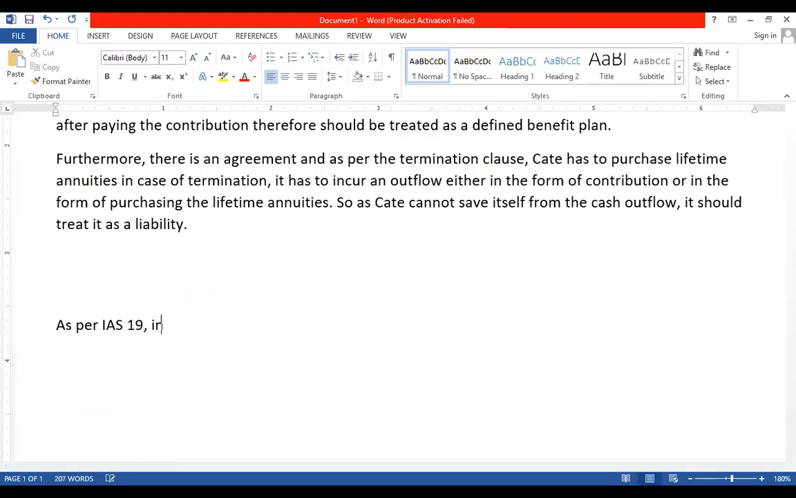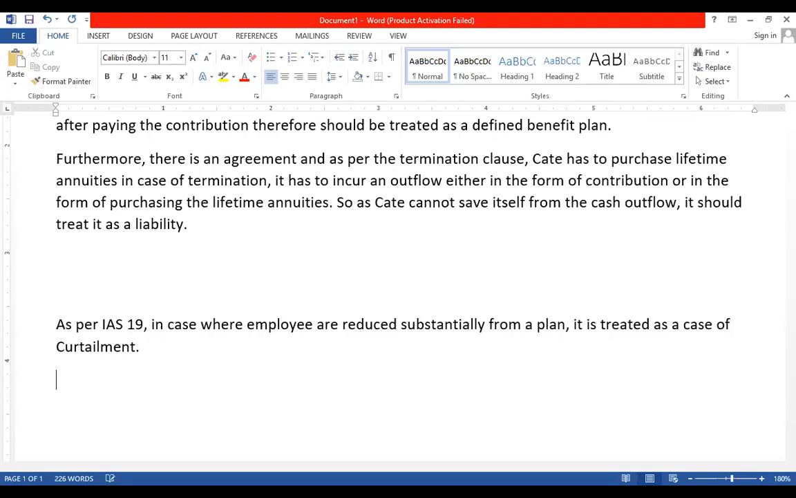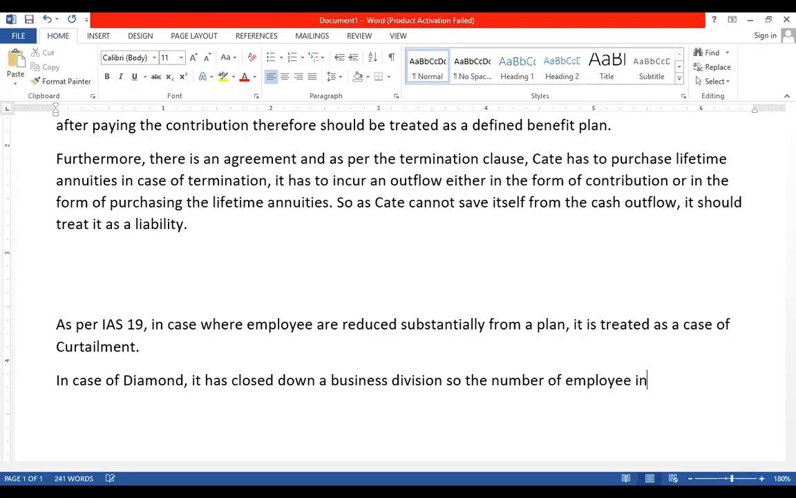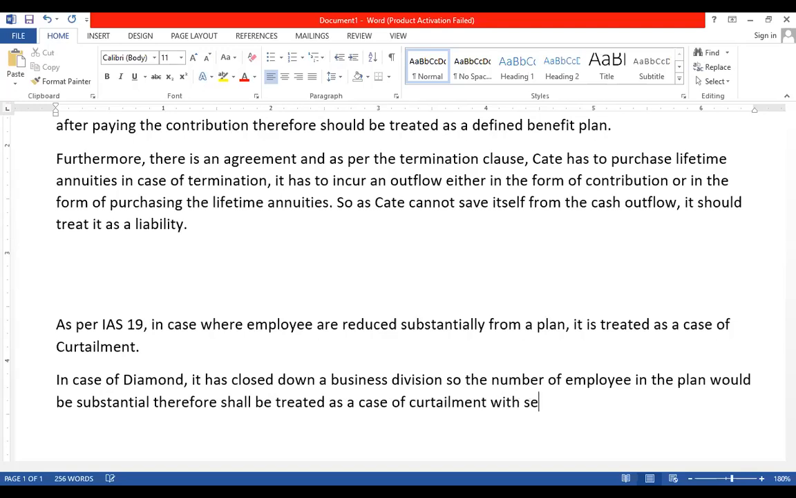As per IAS 19, in case where employees are reduced substantially from a plan, it is treated as a case of curtailment. In case of Diamond, it has closed down a business division. So the number of employees in the plan would be substantial. Therefore, it shall be treated as a case of curtailment with settlement.